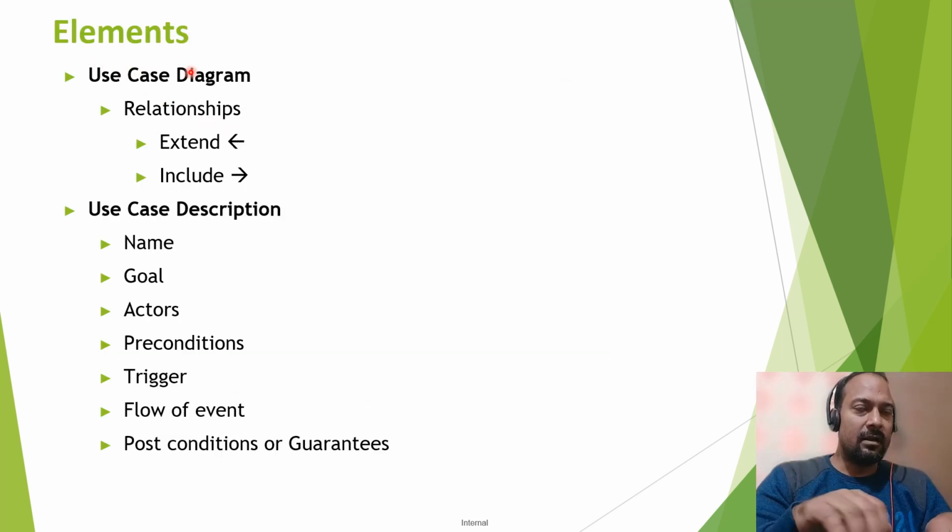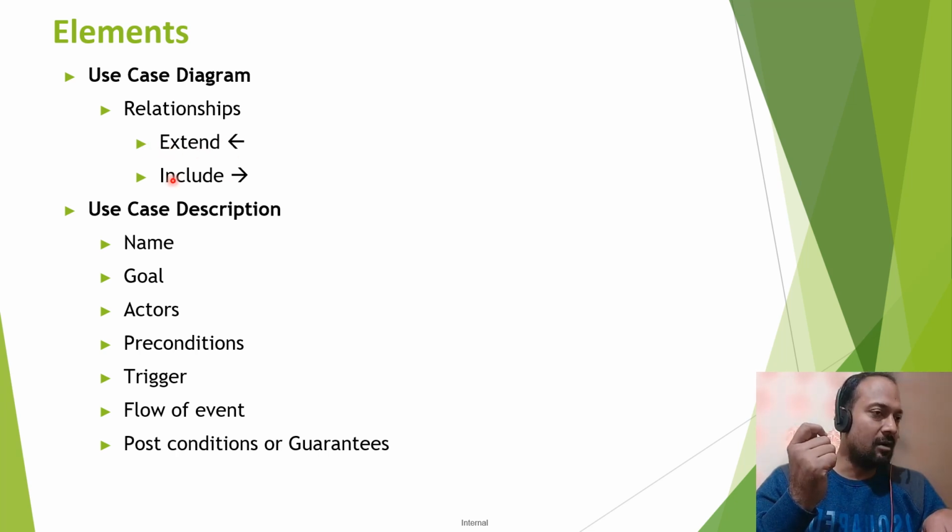So what are the elements? Hope you understand this extend and include. Use case diagrams have relationships, that is extend and include. And the arrow is represented like this toward the use case. It's extend, and going out of the use case is include. That's a part of the package that you can also access. This extend is that you are given privileges to do additional things.